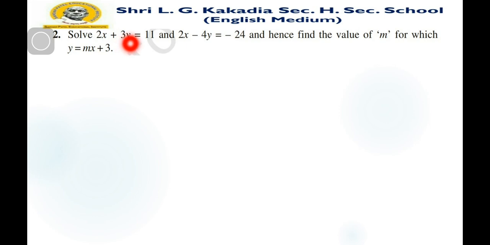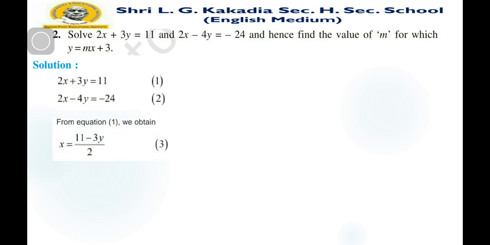First, here we are given two equations. So we find the solution of x and y from both equations by the substitution method. Solution: equation number 1, equation number 2. Now from equation number 1 we take the value of x, then we find 11 minus 3y divided by 2, and it is equation number 3.